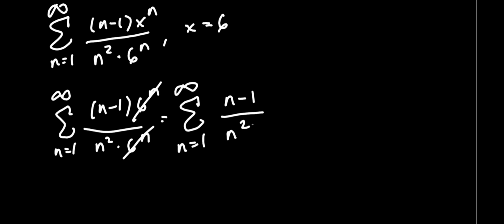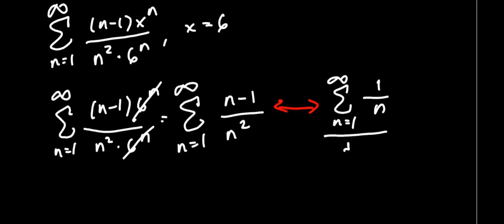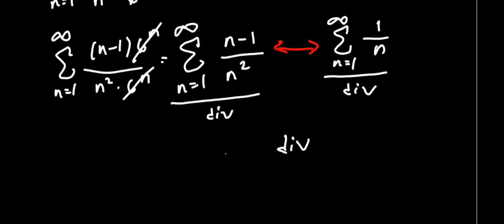Now that this series looks a little more familiar, you're going to want to use a comparison with another one of the famous series to see if it converges or diverges. In this case, we can compare this with the infinite series for 1 over n, because the degree on the bottom is 1 more than the degree on the top. So that's our comparison. Since this one diverges, that means that this one diverges as well. So the final conclusion is that at x equals 6, it diverges.